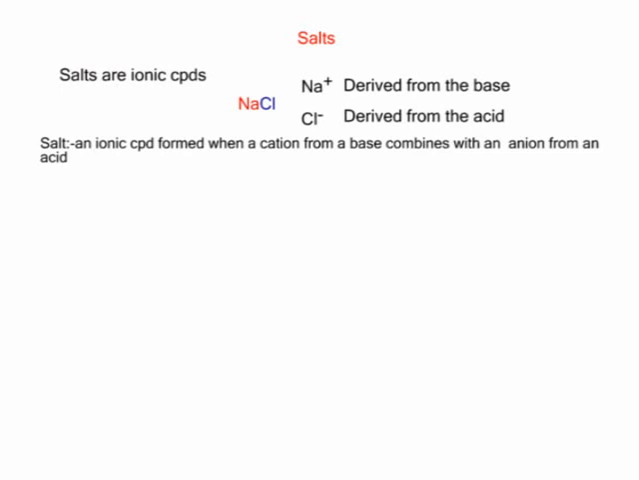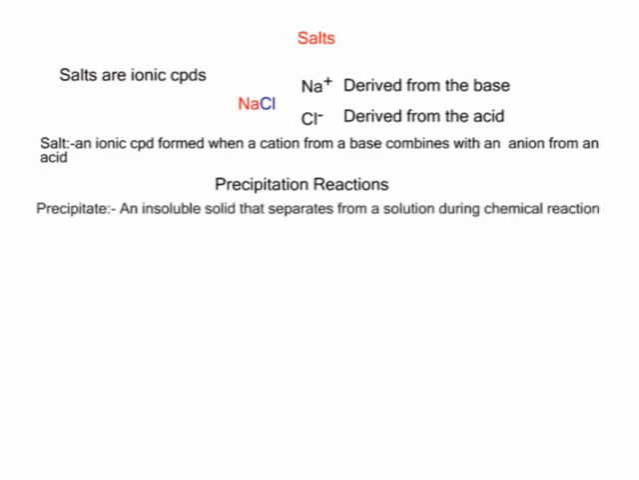Now, a very important area of salts is the precipitation reactions, and a precipitate is an insoluble solid that separates out from a solution during a chemical reaction. Now, I want us to look at what happens during precipitation reactions so that you can better understand and conceptualize what happens. But before I go much into that, I want you to understand that in precipitation reactions, what usually occurs is what we call ion exchange. We start with two soluble salts and we end up with one soluble and one insoluble salt. The insoluble salt is the one that will precipitate out.